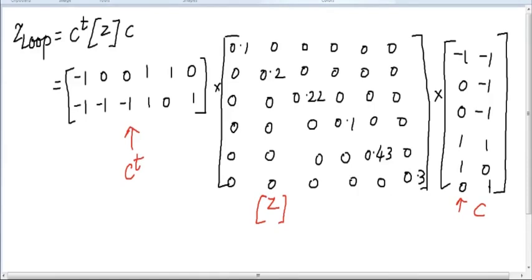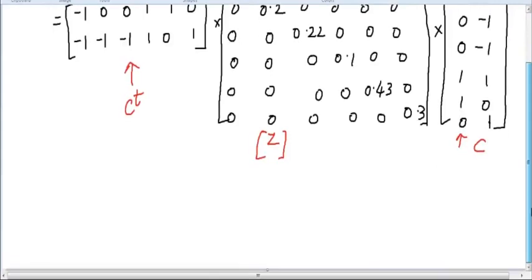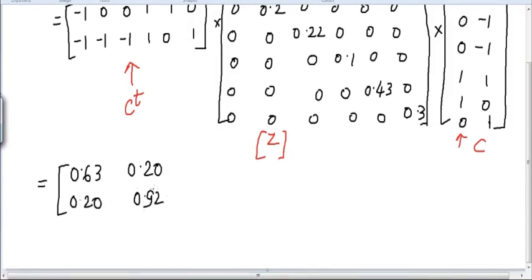So I will write the final results here. You can cross check it by multiplying each and every term. So I will just write here the final results which we are getting. The final result you should get is 0.63, 0.20, 0.20, 0.92. So this should be the result that you should obtain, and this will be the answer of your fifth bit.